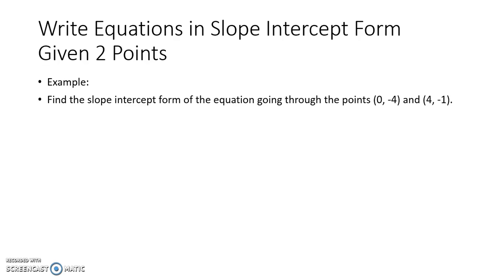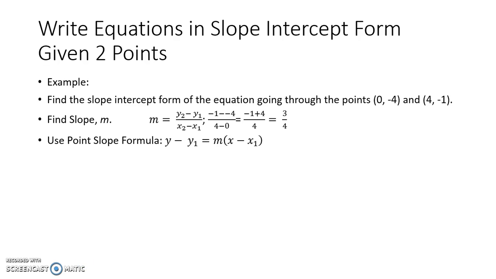Alright, so they want to find the slope-intercept form of the equation going through the points 0, negative 4, and 4, negative 1. Our first step is to find the slope. So in this case, I have 4, negative 1 as my second set of values. So the change in y's will be negative 1 minus a negative 4, which becomes negative 1 plus 4, which gives me 3. And then my change in x is 4 minus 0, which is just 4. So my slope winds up being 3/4.